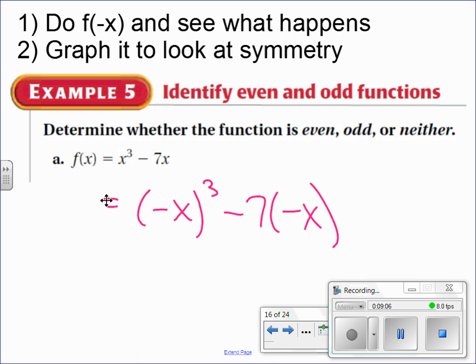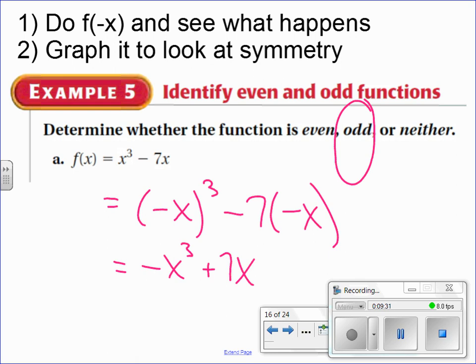So I'll just show you. Negative x to the third power would be a negative. And then a negative 7 times a negative x would be a positive. And this is not the same exact thing I started with, but it is opposite of what I started with. See how this positive turned negative and this negative turned positive? Since these are the opposite of each other, this is an odd function.